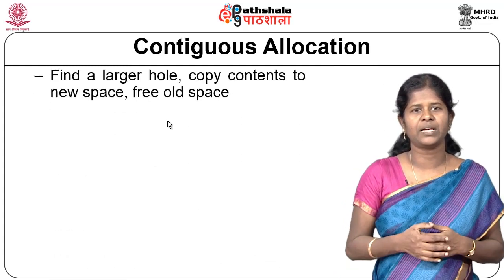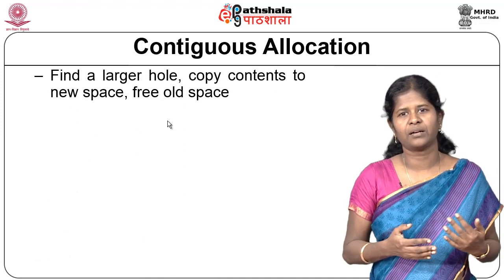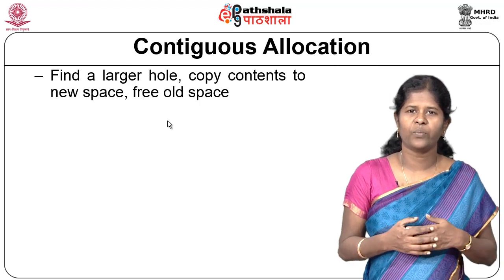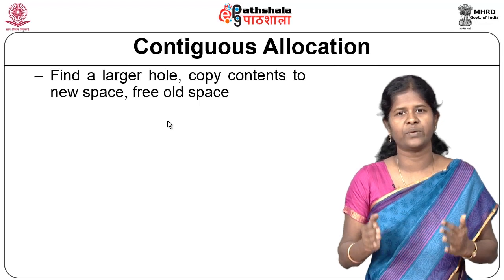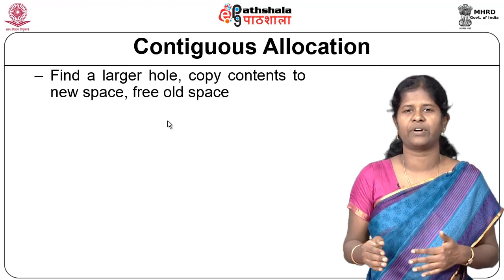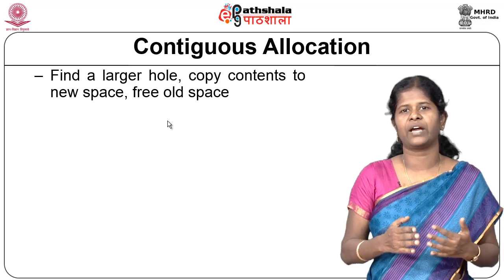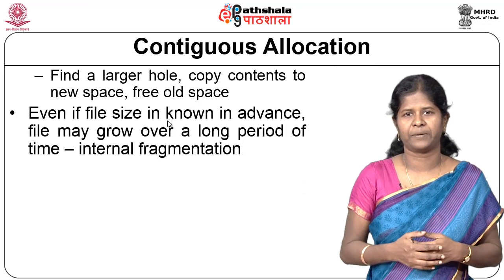So, what can be done is that you can do a compaction where you find a larger hole and copy the contents to the new space and free the old space. So, when the file grows, if you are not able to accommodate the file within the contiguous disk blocks that are currently allocated to the file, then you need to find a bigger space and copy these file contents to that space and free the old space that was occupied by the file.